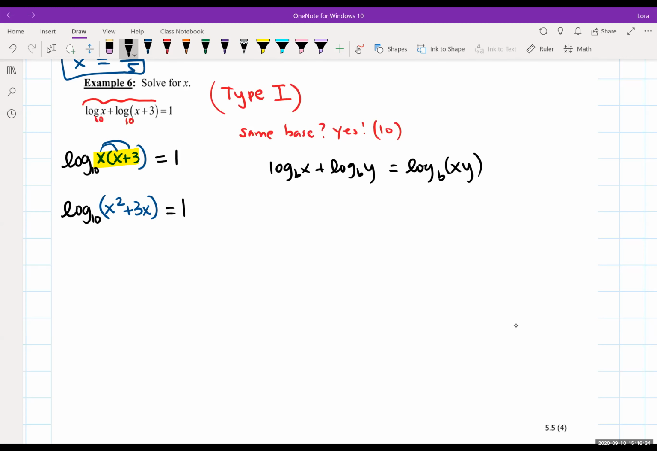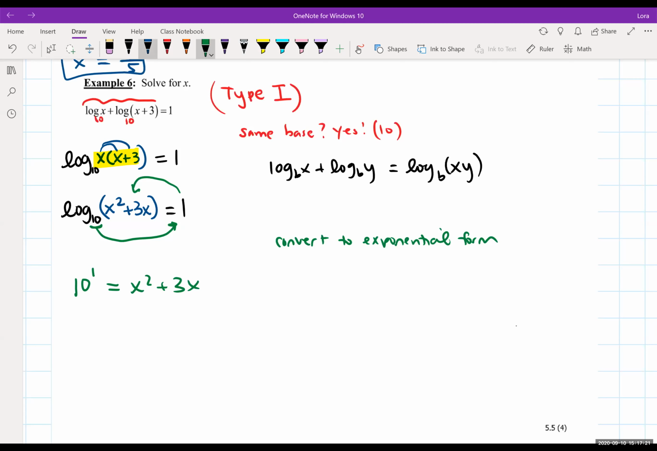Now, the reason we like to condense everything to a single log is because we can now convert it to exponential form. And what that does for us is it takes out the log, it takes out the complication in the equation. When you convert to exponential form, remember, you have to keep in mind who the base is. That's why I kept writing it. So I take 10 to the power of 1, and that should be equal to whatever the argument was. So that's x squared plus 3x.